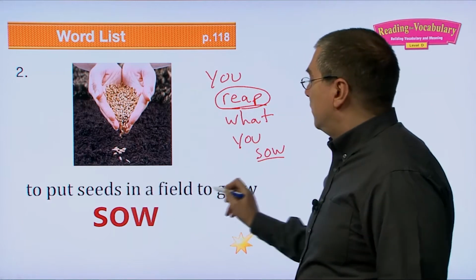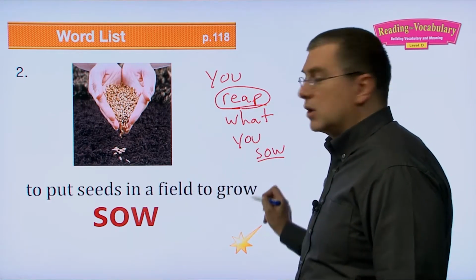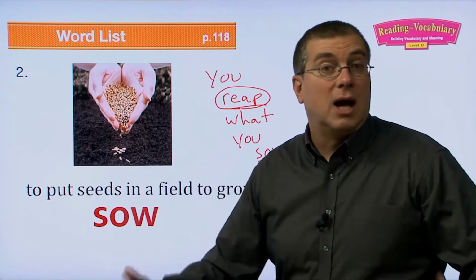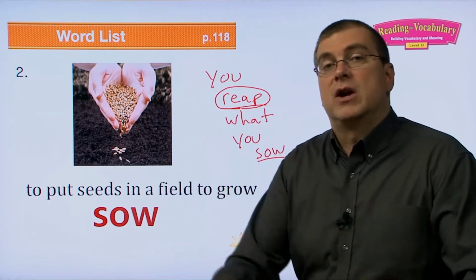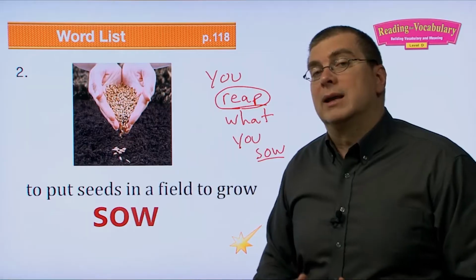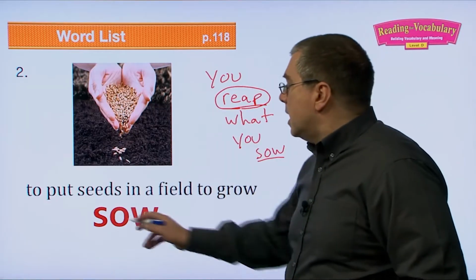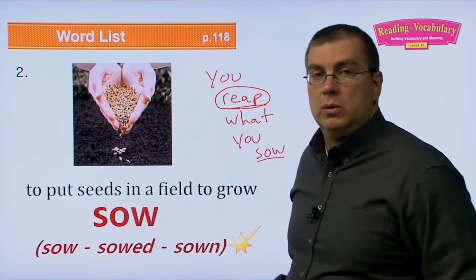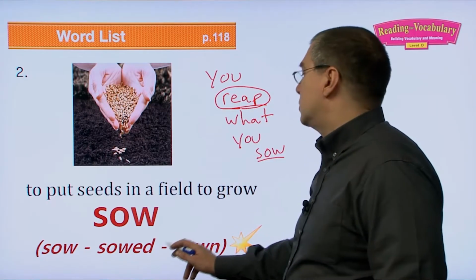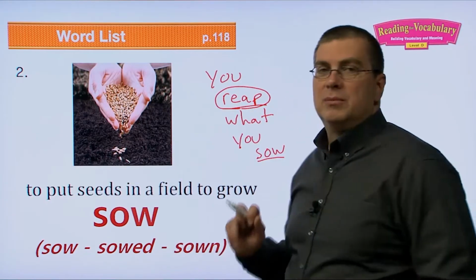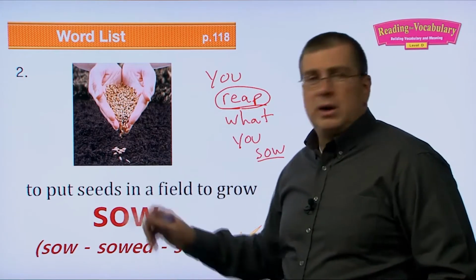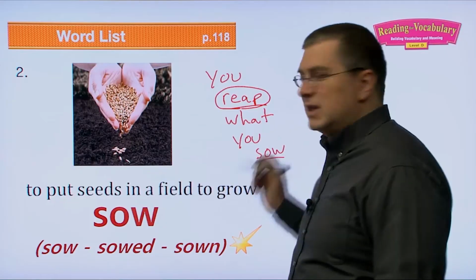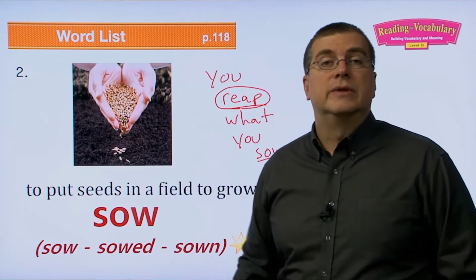It comes from to put seeds in the field to grow, but also in our life, we're also sowing our life, right? Our actions are sowing the results that we'll get later on. So you reap what you sow. Sow is an irregular verb. We say sow, sowed, sown. So we don't normally use this word in our everyday speech because we're not farmers, but sometimes we see expressions that do use this word.